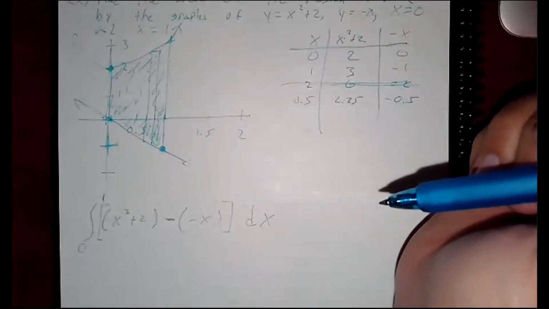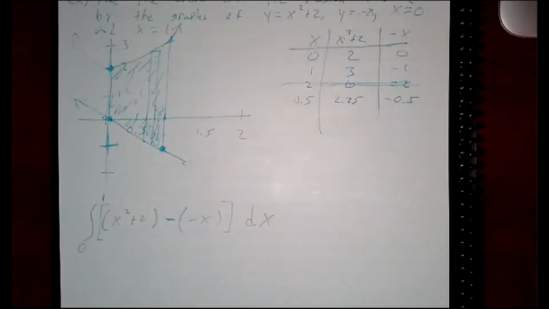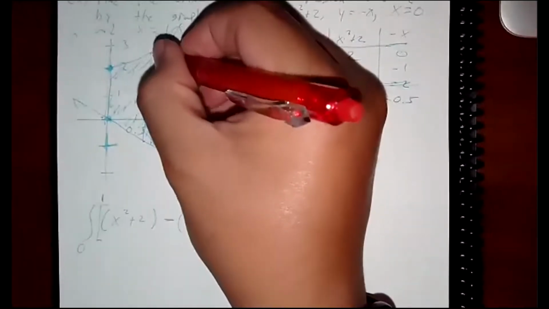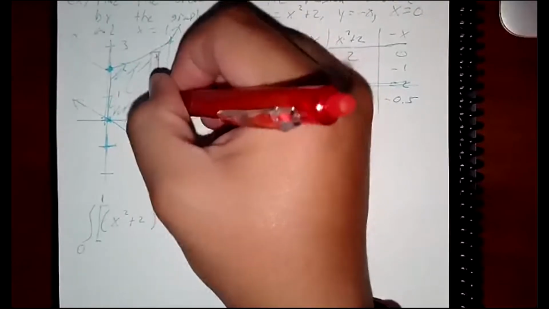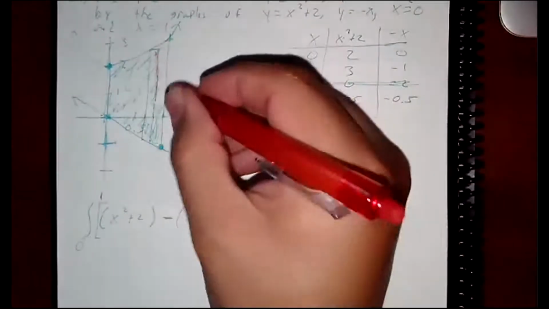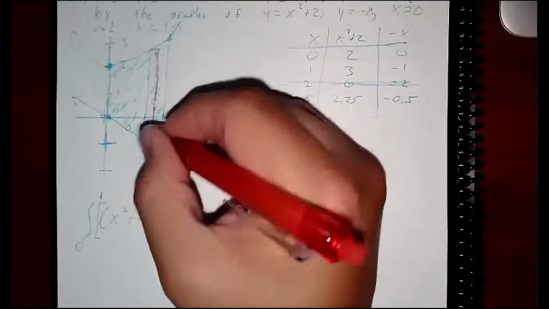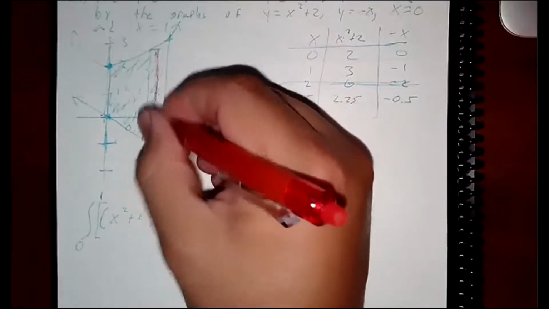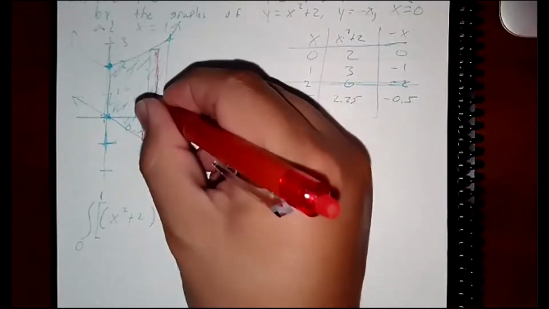So we graph the x squared plus 2 and then the negative x, right? That's what we graph. Yeah, so what we graphed was the parabola, x squared plus 2, and the negative x. And then the lines on the side are x equals 0 and x equals 1.